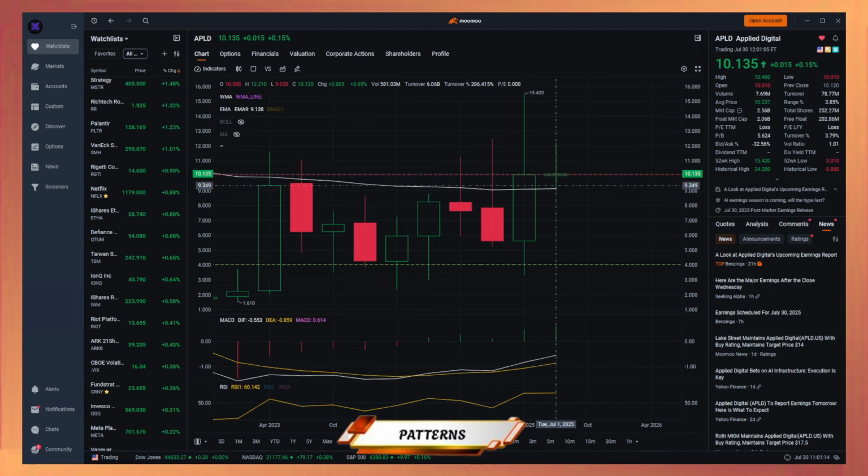So APLD, if it comes down under 10, this is a buy. You'll notice this white line, that 50 EMA, it likes to act as resistance. It goes above that white line and always gets pushed down, always gets pushed down, always gets pushed down. Here we finally got up above that 50 EMA and it's acting as support right now.